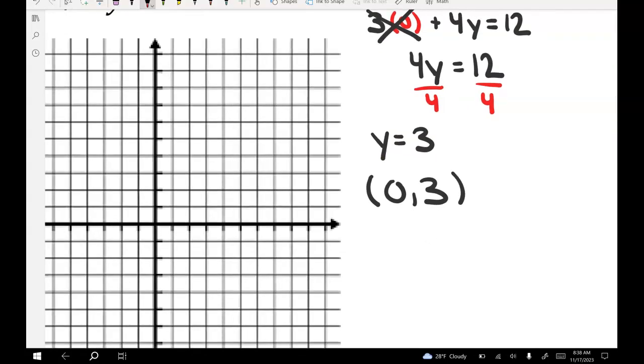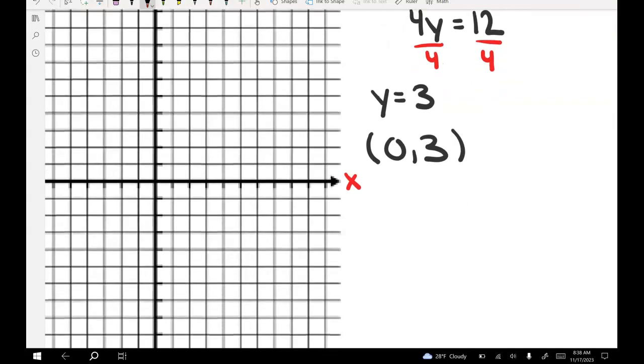0, 3. If this is our x-axis, this is our y-axis. We haven't moved left to right because we're at 0, but we have to go up 3. 1, 2, 3. And we're right here. Just so we're clear, that's the point (0, 3). So we just found our y-intercept. And we like to abbreviate intercept with just int. So now that's your first step.